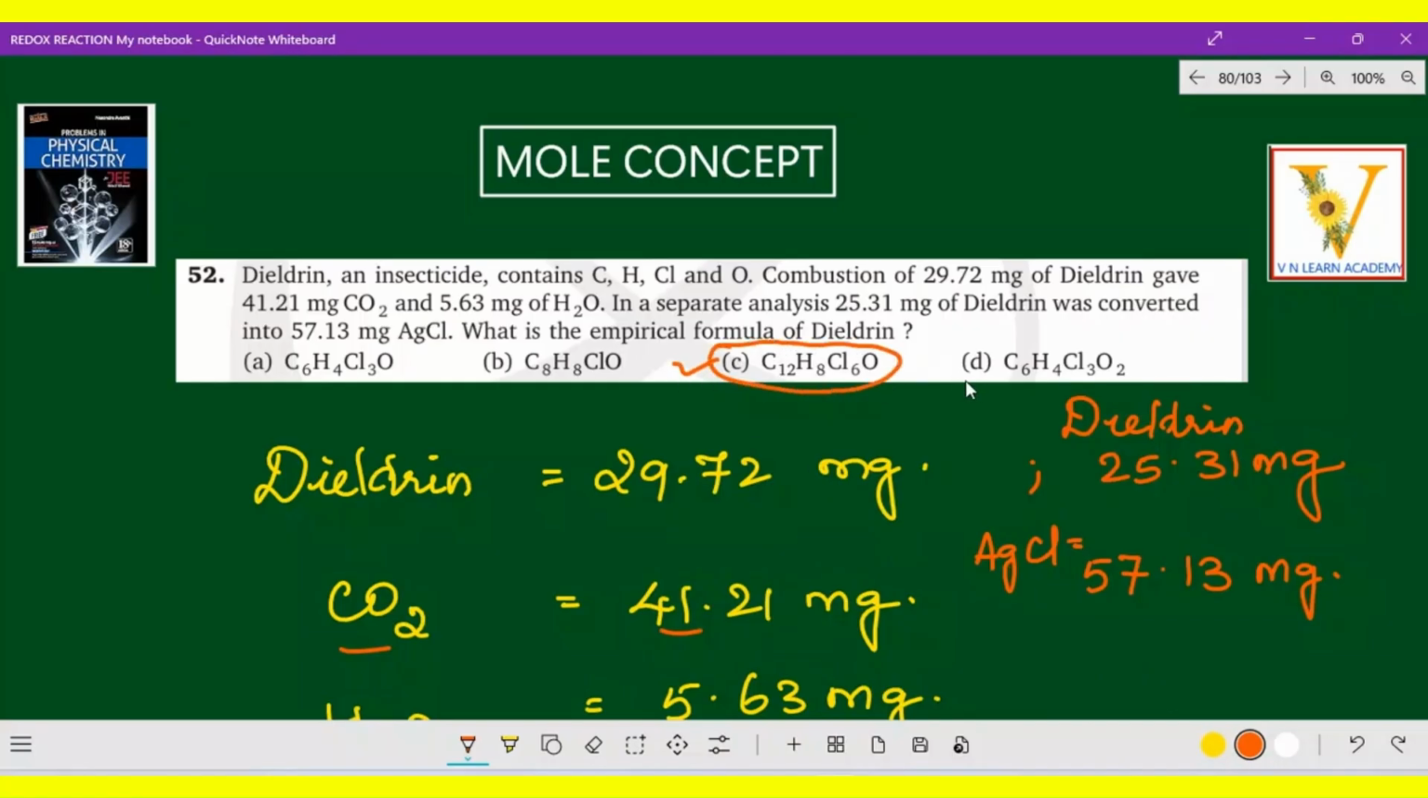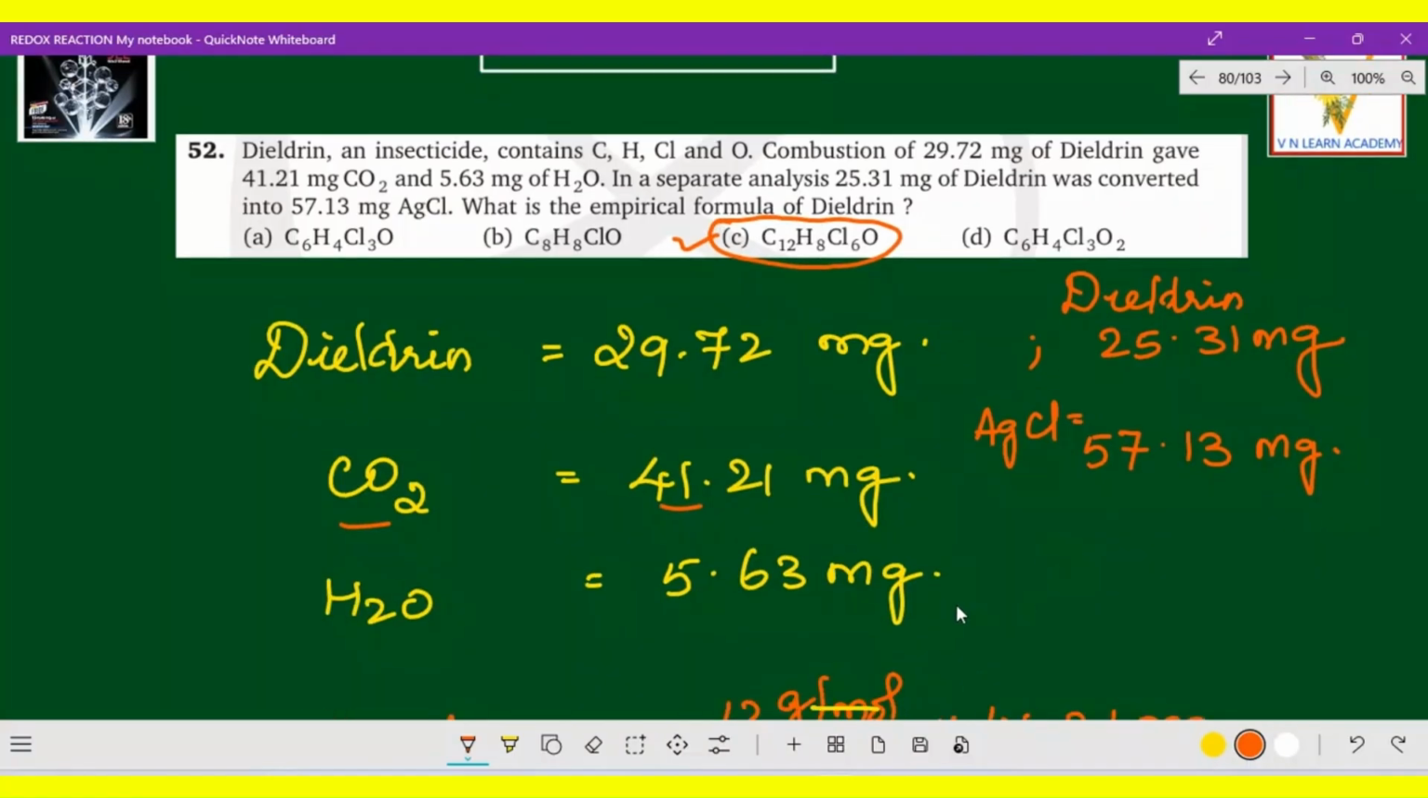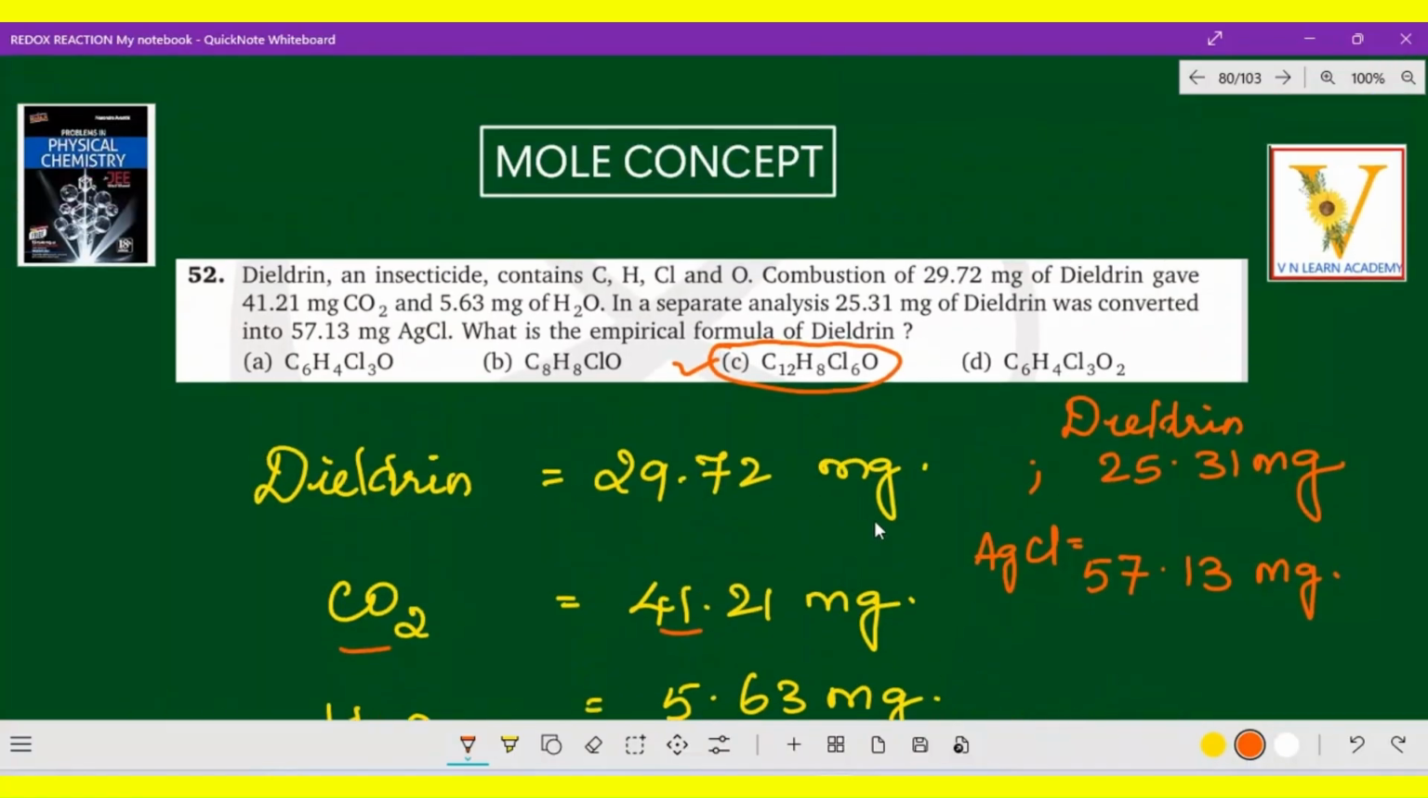C12H8Cl6O. See how much we have to bring in that step for an empirical formula, and it is a very important question also. Hope you got some ideas from this explanation. Yes, come on, let's go to the next question.